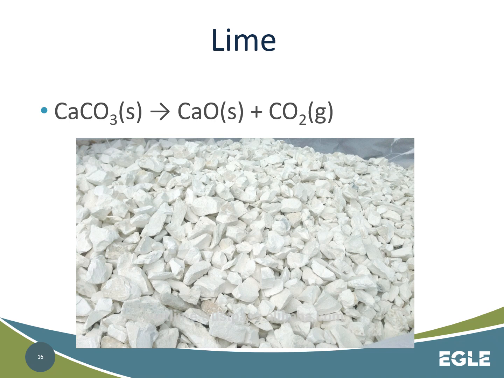How do we add calcium to the water? Lime, specifically quicklime or calcium oxide. Quicklime is created by heating limestone in a kiln above 1500 degrees Fahrenheit, which drives off the CO2 and makes the lime very reactive. This process is called calcination.